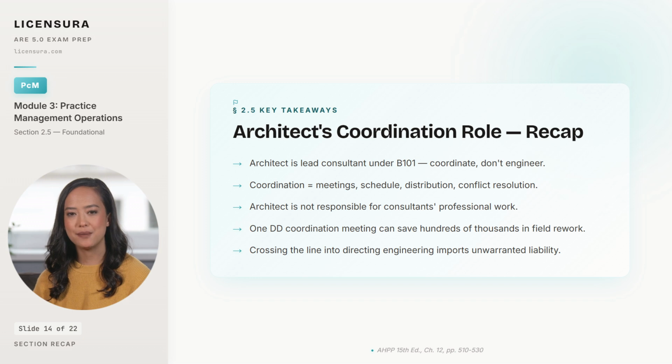Fourth, the economic case for taking coordination seriously is enormous. One well-run DD coordination meeting can save hundreds of thousands of dollars in field rework, as the laboratory example showed. And fifth, the architect who crosses the line into directing engineering decisions, guaranteeing consultant accuracy, or re-engineering consultant designs, imports liability the contract never assigned and the insurance never priced for.